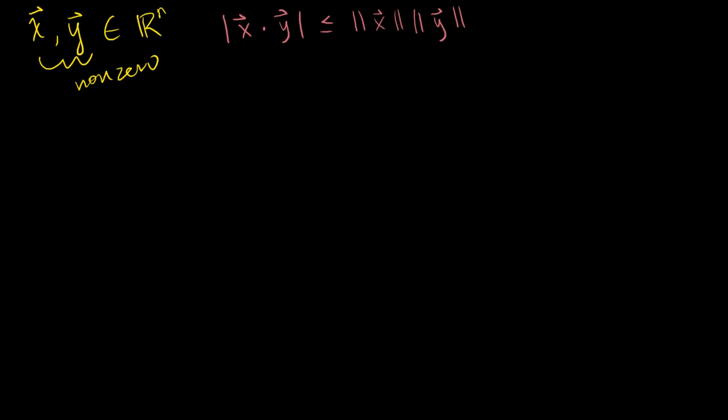And just to push it even further, the equal and the less than or equal apply only in the situation where one of these vectors is a scalar multiple of the other, or they're collinear. One's just a longer or shorter version of the other one. So only in the situation where, let's just say, x is equal to some scalar multiple of y.